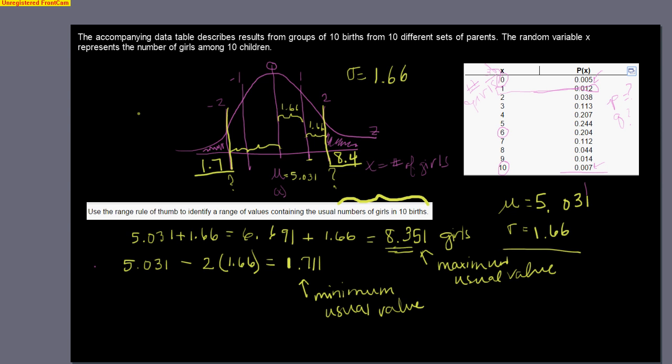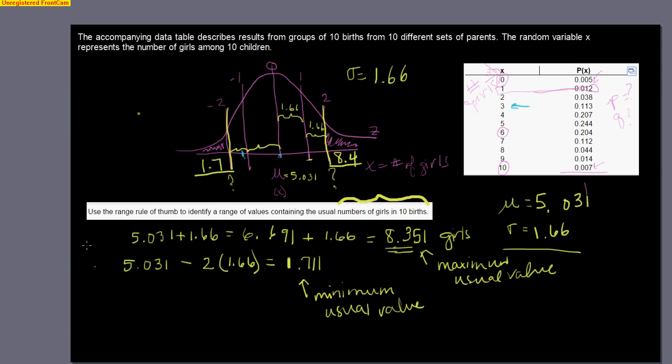So if I were to ask you, out of 10 families, is the probability of having 3 girls unusual? Well, where is 3? We're at 5. So 3 is somewhere along here, right? So yes, this is still usual. That would not be unusual, to have 3 girls.